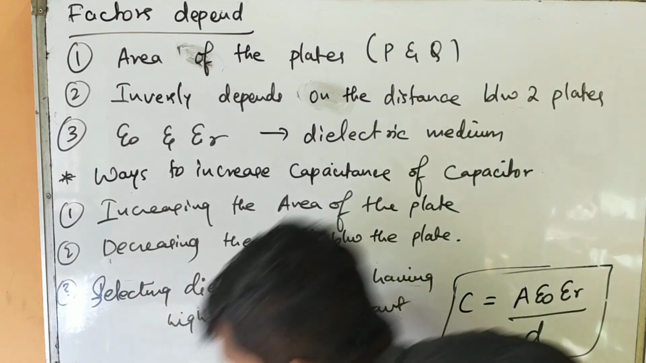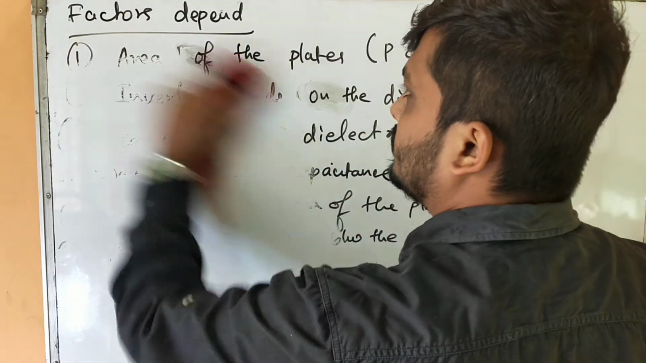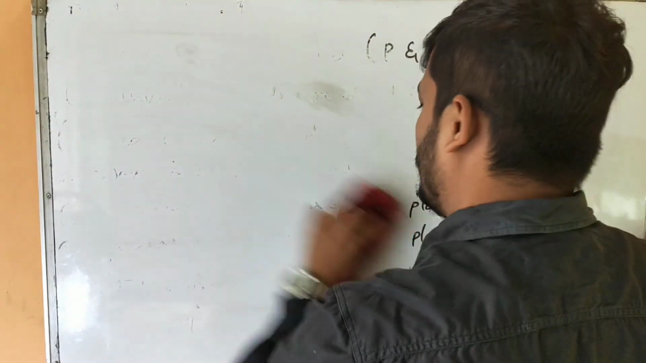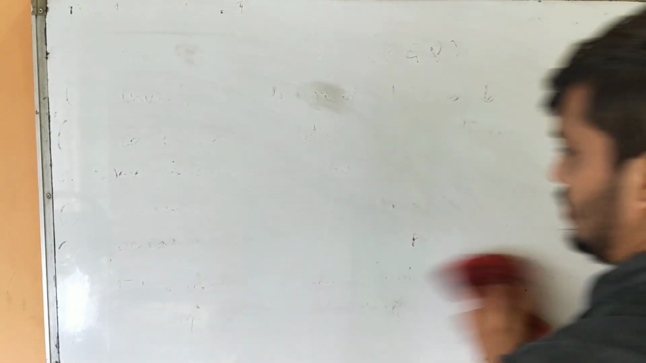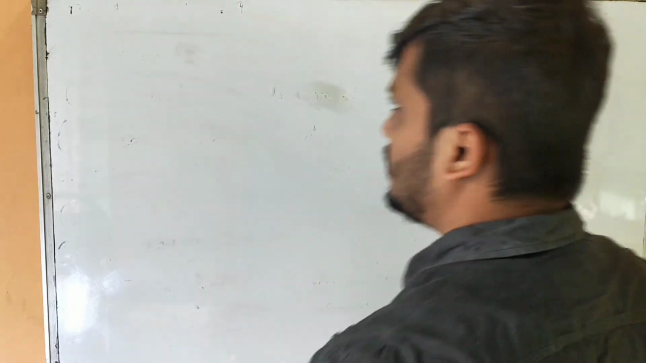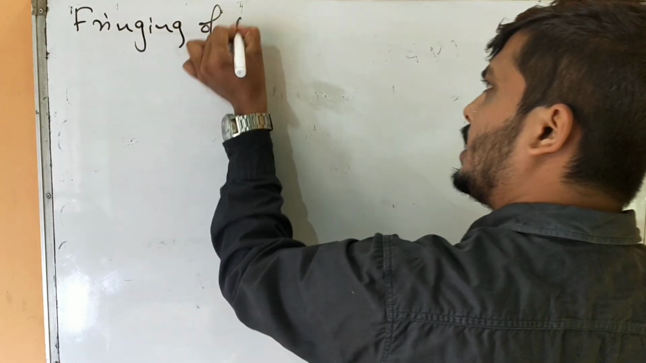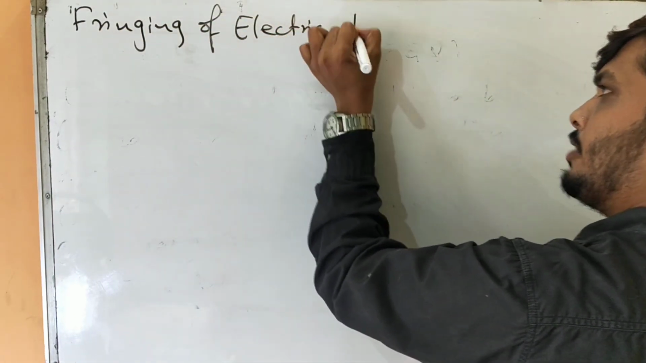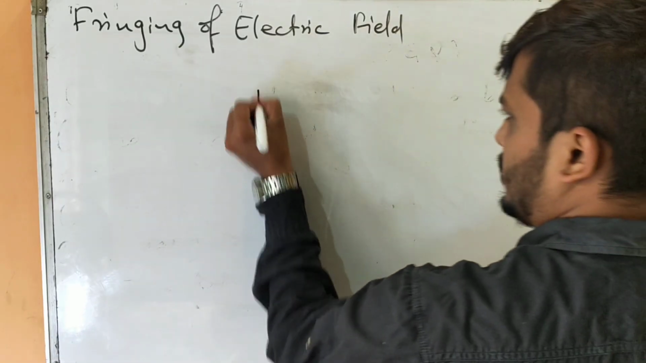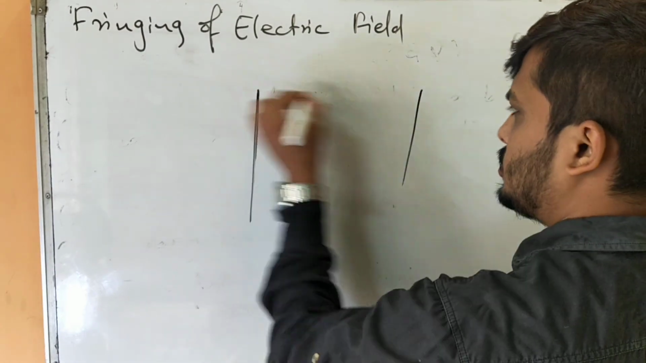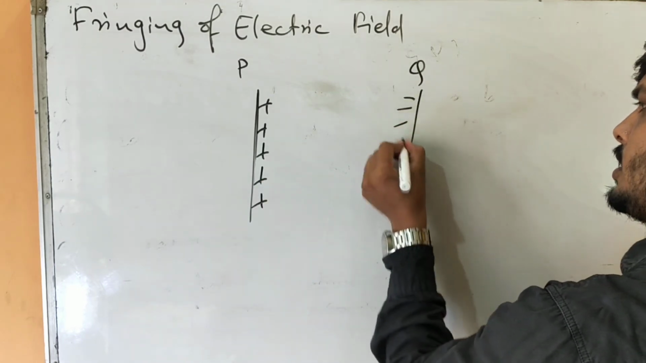The last part we are going to study is the fringing of the electric field. Usually they don't ask this in the exam, but you should know what fringing of the electric field is. Students, I have a capacitor, a parallel plate capacitor. Again, in short, I will draw. This is P, this is Q, this has a positive charge, and this has a negative charge.